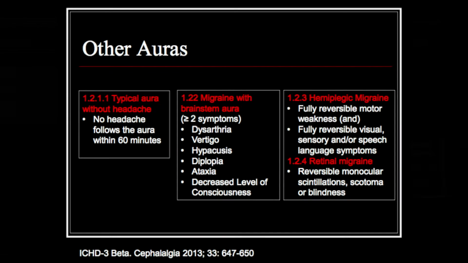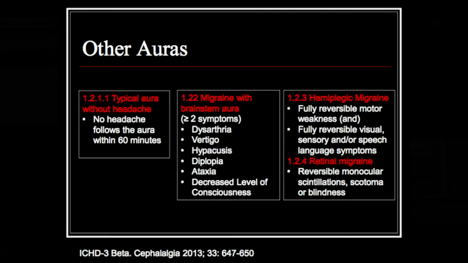Now there are also other auras as well. There's something called typical aura without headache. So basically you can get an aura and not have the headache. This commonly occurs as people age, and we used to call them late life migraine accompaniments. It's almost like a friend of the migraine patient. Sometimes older patients who have had no history whatsoever of migraines start developing these auras. In this diagnosis, they're often not accompanied by a headache within 60 minutes.